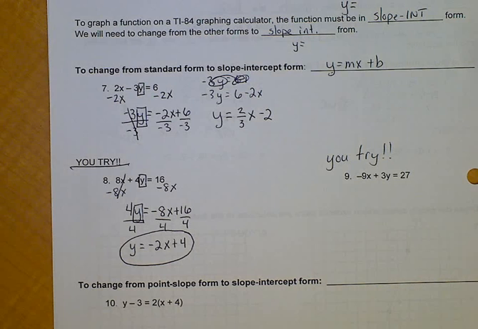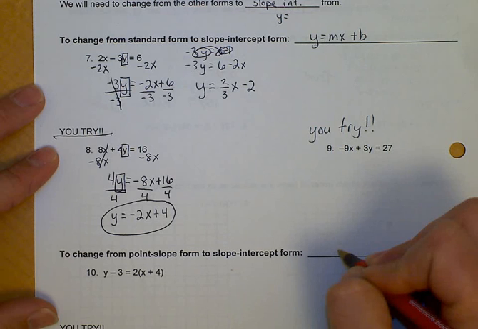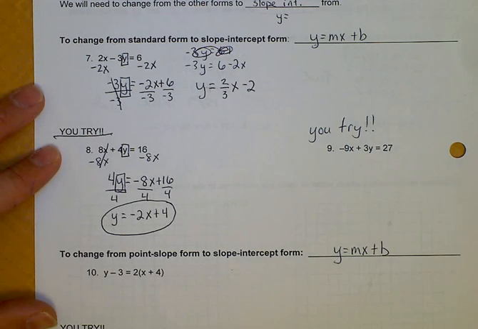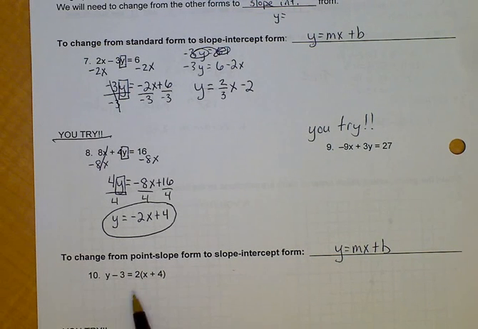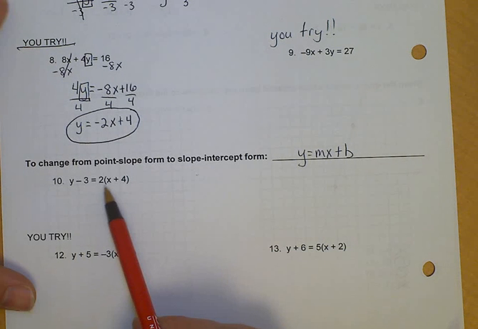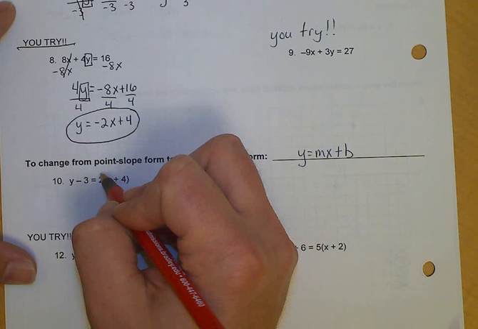Okay, now I want to change from point-slope form to slope-intercept form. So again, I want to go to y equals mx plus b. This is a little tricky, because I can't move this around the way that it is. I need to distribute this first. Whenever we have point-slope, my first step is to always distribute.